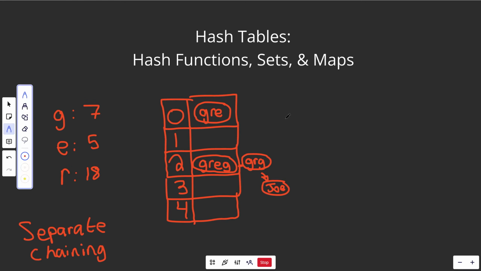Now, why do hash tables even exist in the first place? What's the purpose of this data structure right here? Well, the main point is to implement one of these 2 things, which is either a hash set or a hash map. And for now, we'll stick to hash sets.